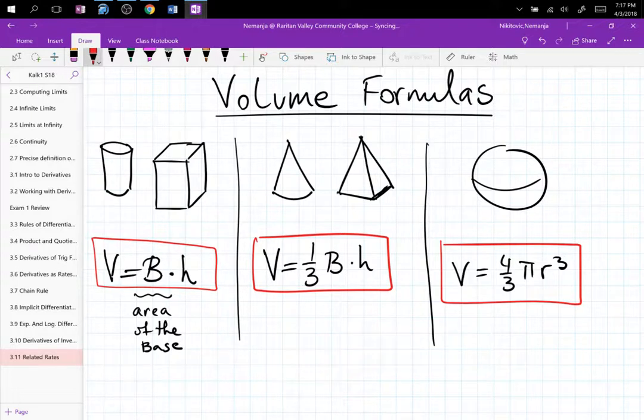When you have the pyramid, right? It can have a square base. It can have a triangular base. You can have an 8-sided base, whatever it is, right? As long as you can compute the area of the base times the height times 1/3, because it's spiky, it's a pyramid, you get the volume of that shape.